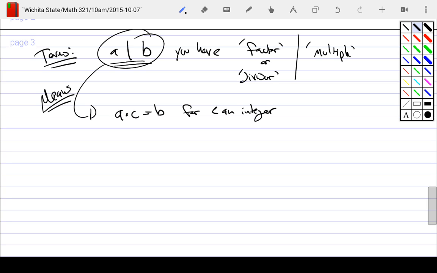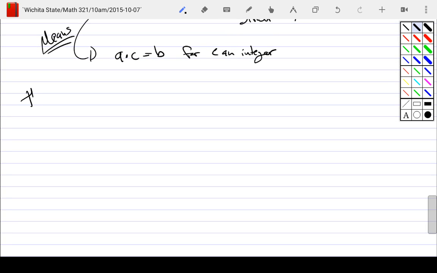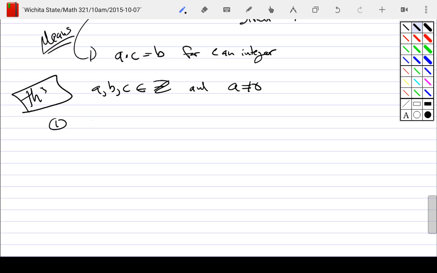For example, let's say we had a couple of things. Again, we're dealing with all ints. These are all integers, and A is not 0. This is true, that if A divides B and A divides C, therefore A divides B plus C. If A people can divide B objects and those same A people can divide C objects, if I took the two piles together and mashed them, the A people can divide that new pile.